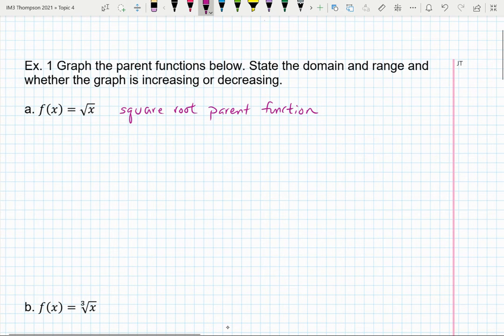I know it's a parent function because I only have the argument and whatever operations operating on that. So the square root of x, I don't have plus or minus or times anything else. And it's square root because I don't have any other number in the index position. When we look at new types of functions, we like to make a table and get a real good idea on what these look like.